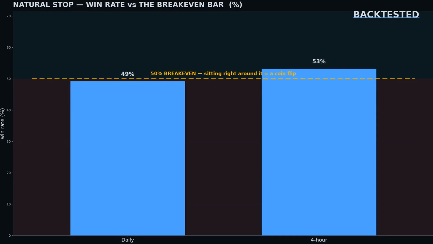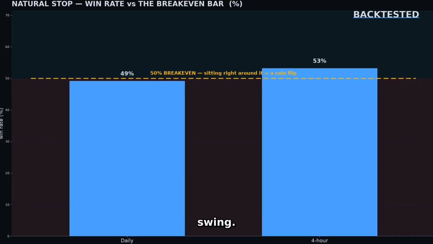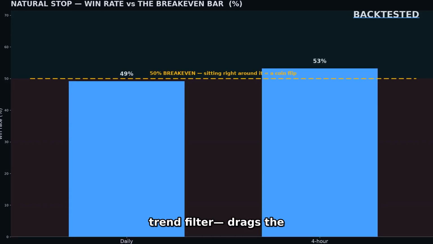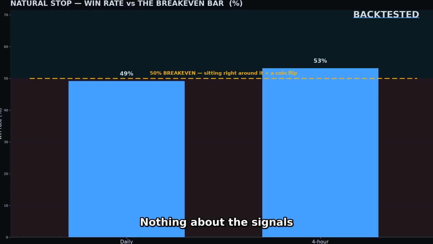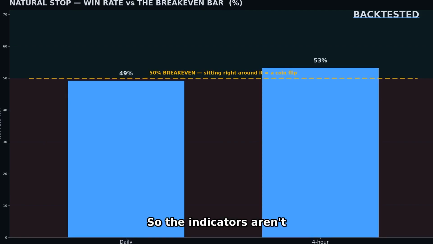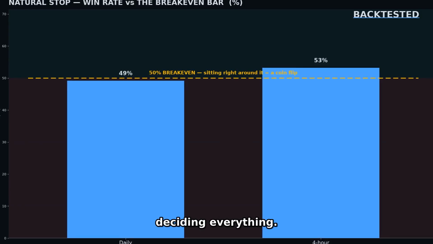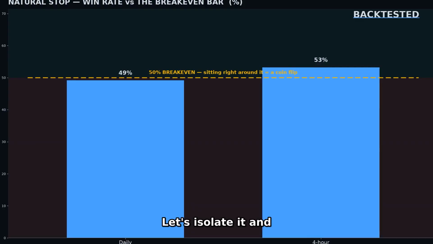Roughly neutral. Now here's the catch, and it's the twist the whole video turns on. The picture only collapses when you jam the stop in tight, well inside a normal day's swing. That single change, same entries, same exits, same trend filter, drags the daily win rate down to about 34%. Nothing about the signals changed, only the distance to the stop did. So the indicators aren't producing a magic edge, but they aren't the culprit behind the failure either. The stop is quietly deciding everything. Let's isolate it and prove it.